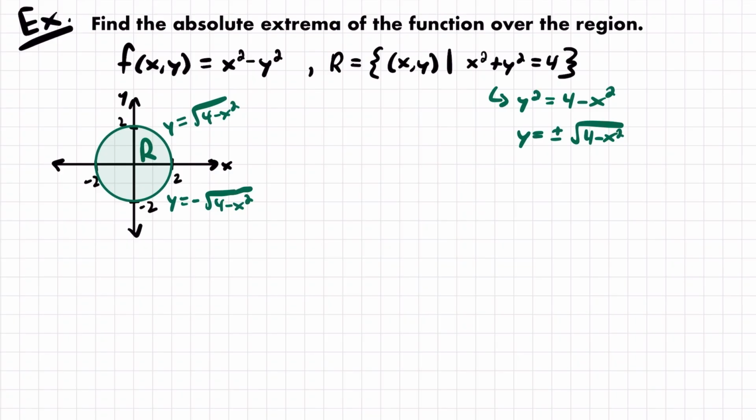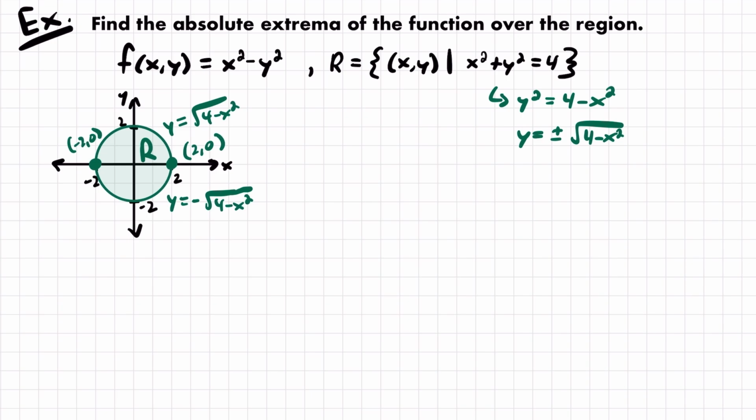But what's important about that is that we do have two endpoints then, because endpoints occur where two boundaries meet, and so that would be right here and right here. The top half of the circle meets the bottom half at those 2 points. So the two endpoints for this region that we will have to consider as potential locations of absolute extrema are the points (2, 0) and (-2, 0). Okay, so keep that in mind.